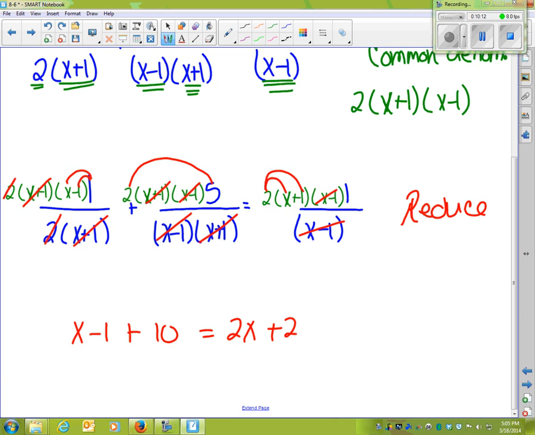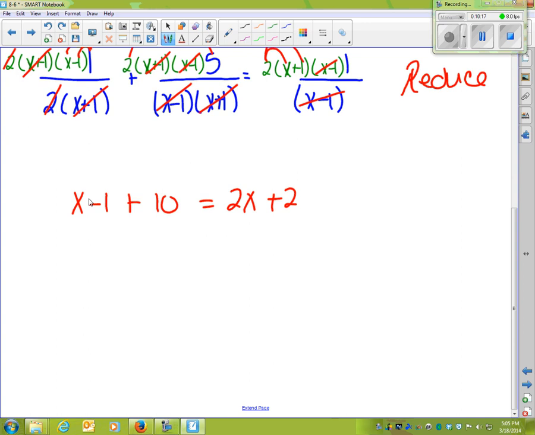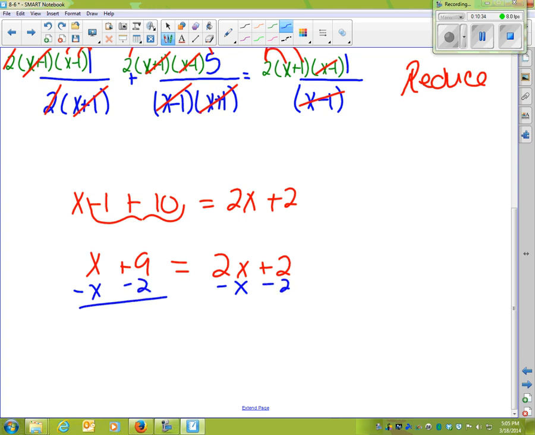Now I can combine like terms and solve my equation. I have negative 1 plus 10, so x plus 9 is equal to 2x plus 2. Let's subtract the x, subtract the 2. x and x cancel, 9 minus 2 is 7, 2x minus x is x, and the 2's cancel. My solution is x equals 7.